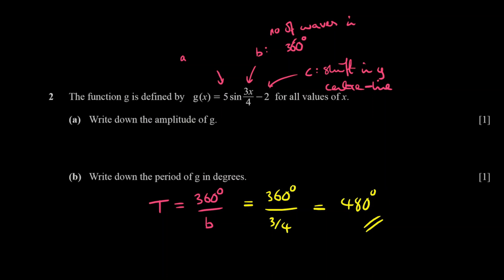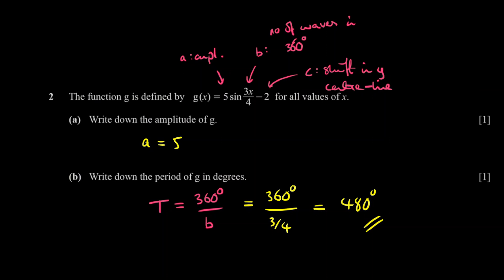Okay, part A, what is going to be the amplitude? Well, as I said, we've got to work through these numbers, right? So the -2 is the shift in the y, the 3/4 is the number of waves in 360. What's this 5 here? What we usually call a, that is the amplitude. And that tells you how much the graph goes up from the center line to the top and down from the center line to the bottom. So in this case, that should be fairly easy. We just say that the amplitude is equal to 5.